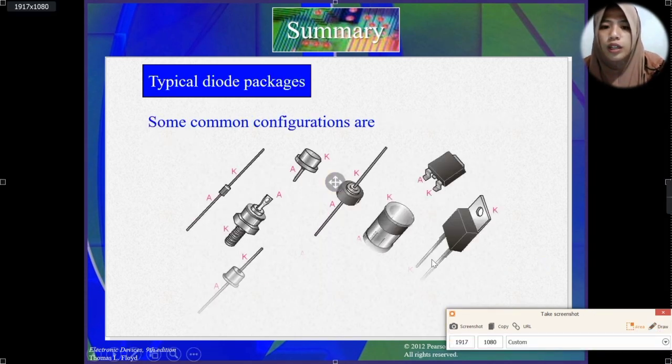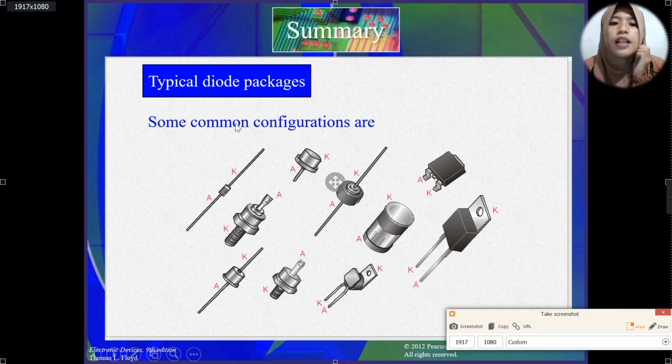So, these are the typical diode packages. Some common configurations are this one, where itong key na to indicates a cathode. Ito namang A here indicates the anode.